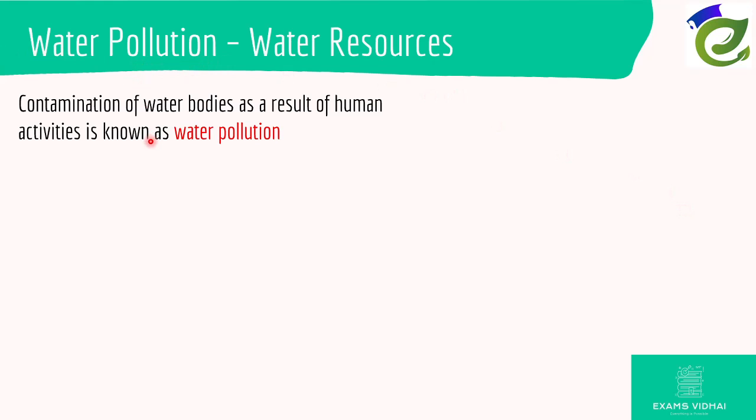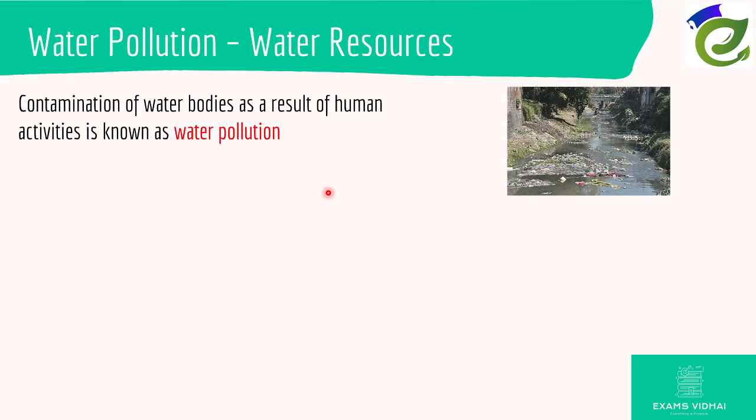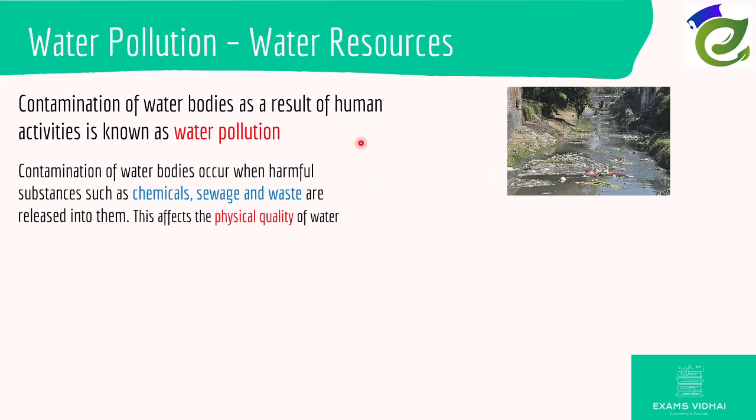So the contamination, I mean pollution, of water bodies as a result of human activities is known as water pollution. So we humans throwing our garbage into the drainage system or into the rivers causes water pollution like these. You may have come across this sight many times, more than once in your life at least.